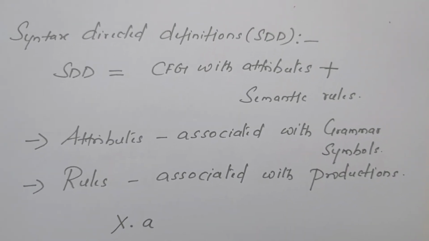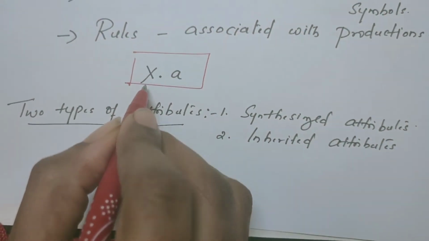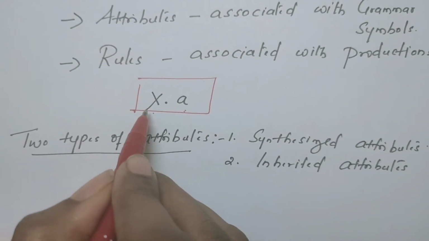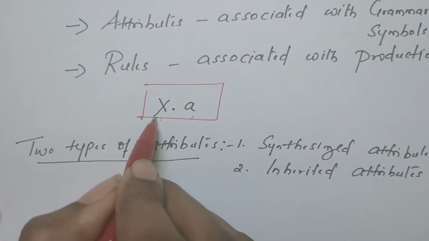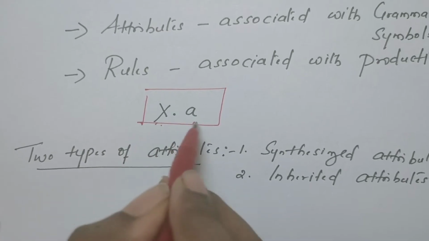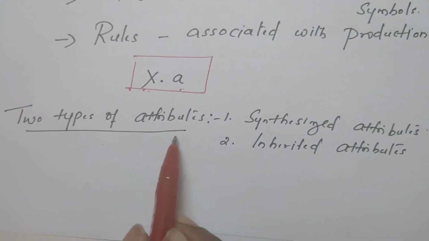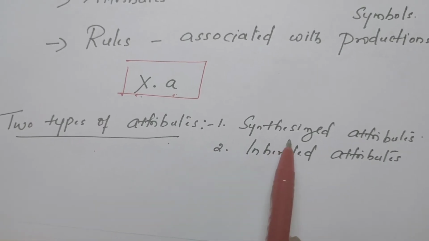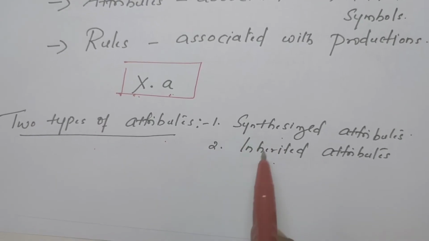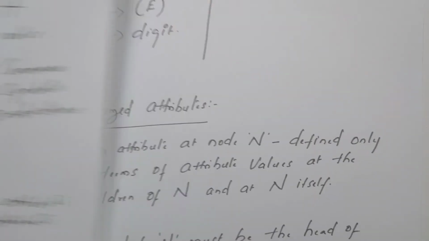For example, let us consider this X.a. X is a non-terminal in the grammar. A is the attribute which further explains what this non-terminal is about. So X is a non-terminal and A is its attribute. In general, there are two types of attributes. We can call them synthesized and inherited attributes. Later we will see the definition of these. Now we see an example for SDD.